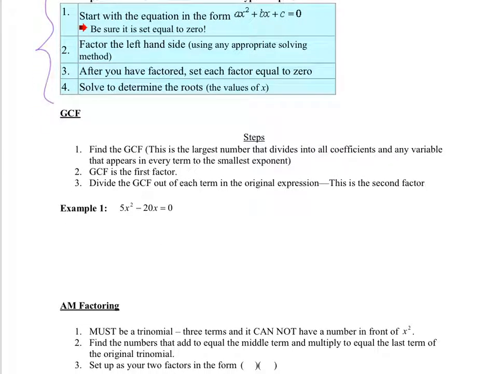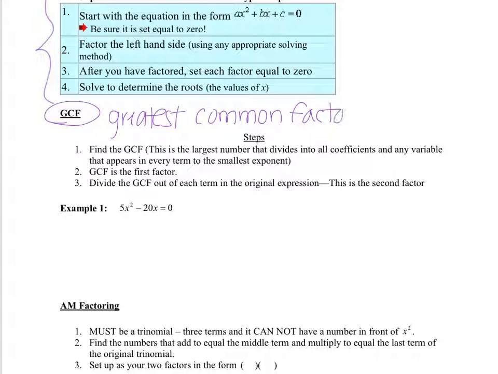So the first type we're going to talk about is GCF, which stands for greatest common factor. So you find something that's in common between all of the terms. In other words, the largest number that divides into all coefficients and any variable that appears in every term to the smallest exponent. So GCF is the first factor, and then we have to divide that GCF out in order to find the second factor.